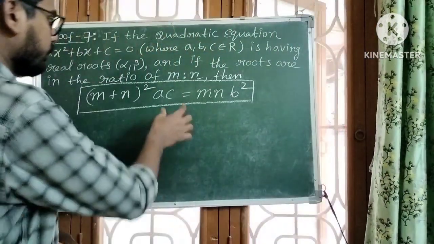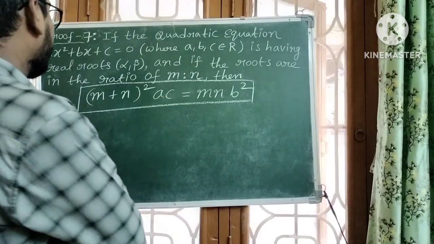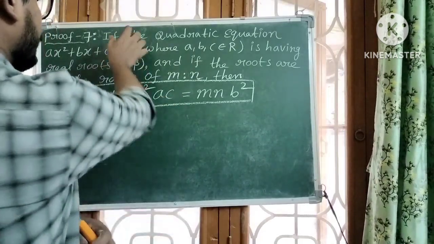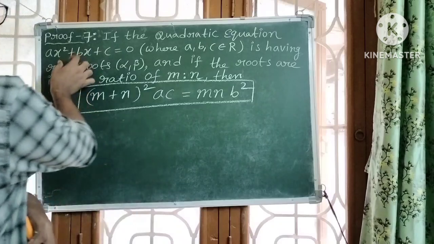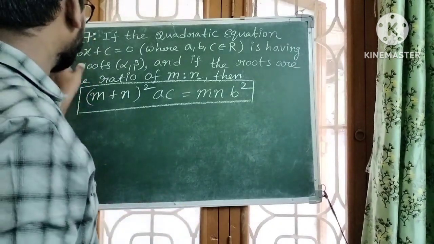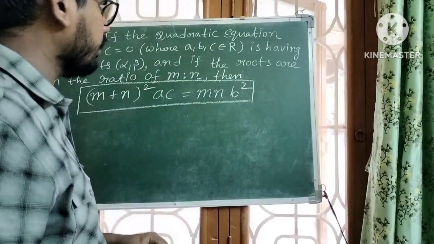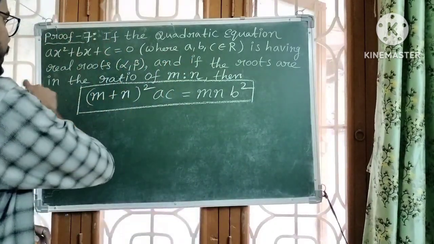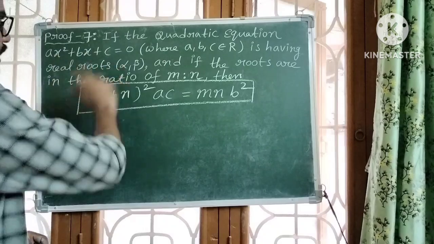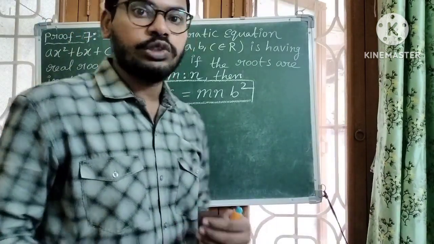So we have to prove this relation. Here we are given a quadratic equation. What is the general form of a quadratic equation? The general form is ax square plus bx plus c is equal to 0. Here a, b, c belong to real numbers, and this quadratic equation is having real roots alpha and beta. So alpha and beta are in the ratio m is to n.